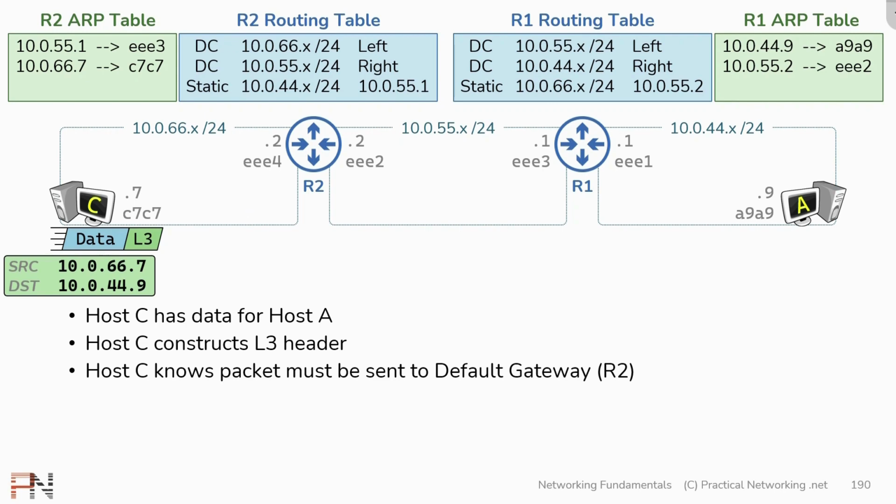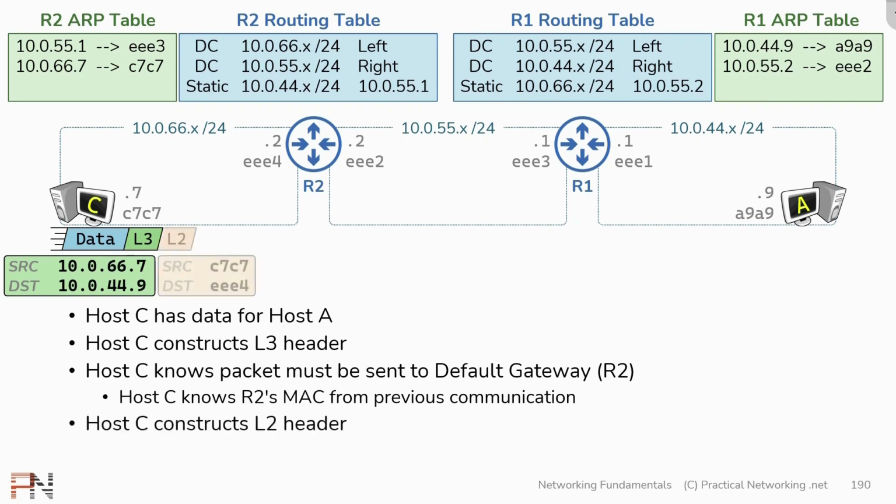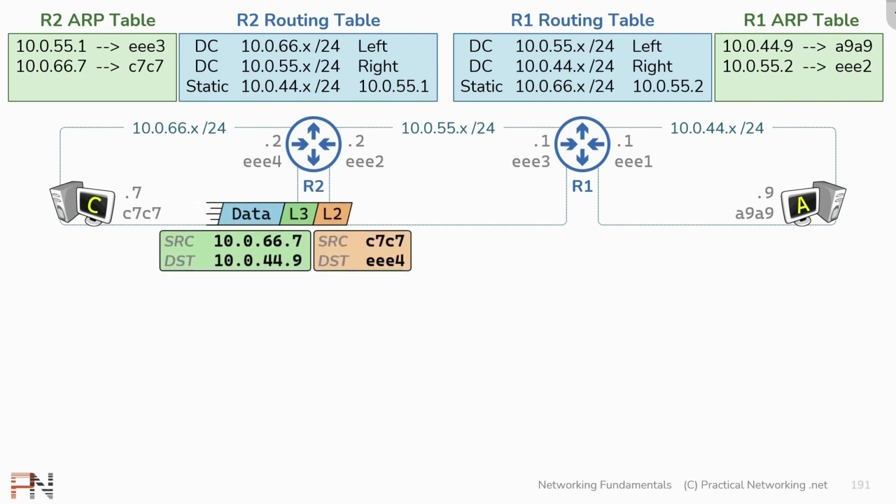And since host C already has the ARP mapping for router 2, it can create the layer 2 header necessary to get this packet from this NIC to this NIC. Remember that host C learned the MAC address of router 2 when router 2 asked for host C's ARP entry. Either way, that's what's going to occur to get this packet sent to R2.